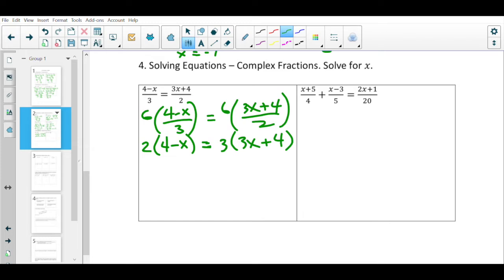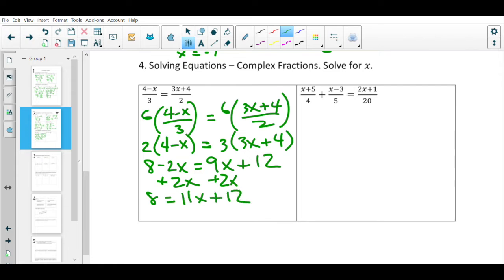And there you have it. We got rid of the fraction, so let's distribute. Much easier to solve. 8 minus 2x equals 9x plus 12. Let's isolate x. That's minus 4 equals 11x. X equals negative 4/11.